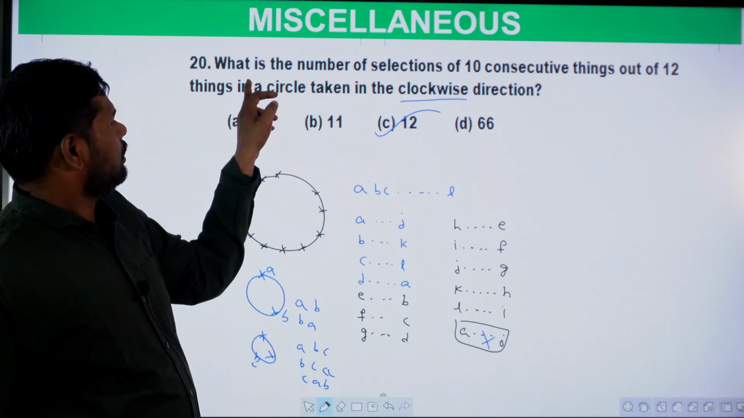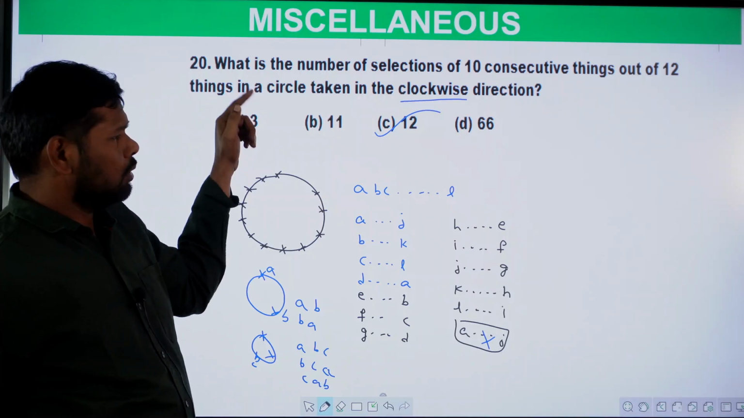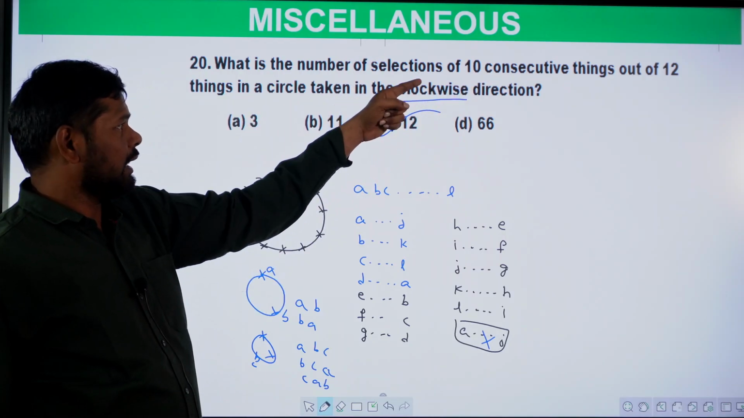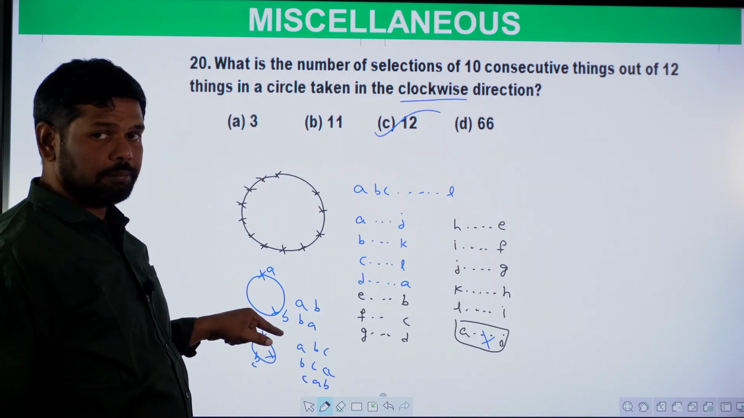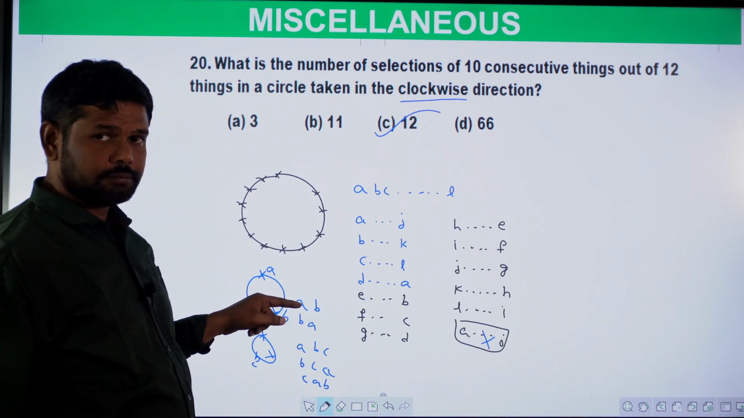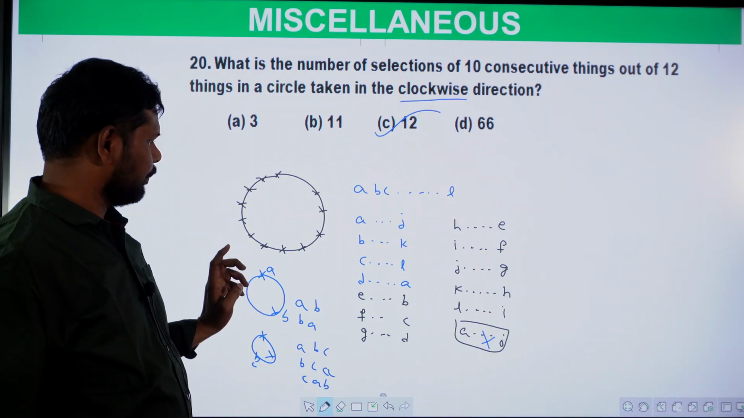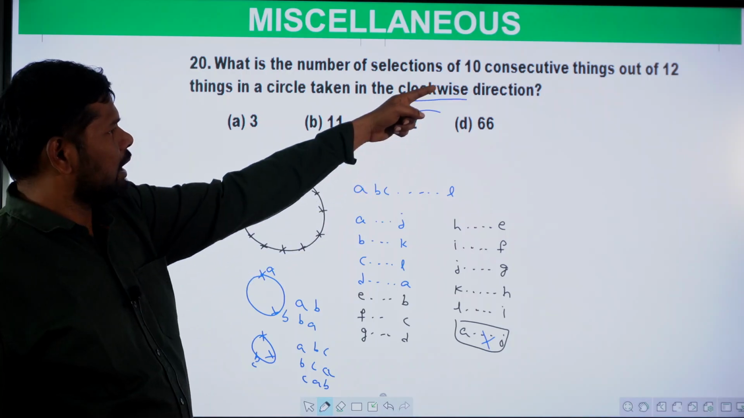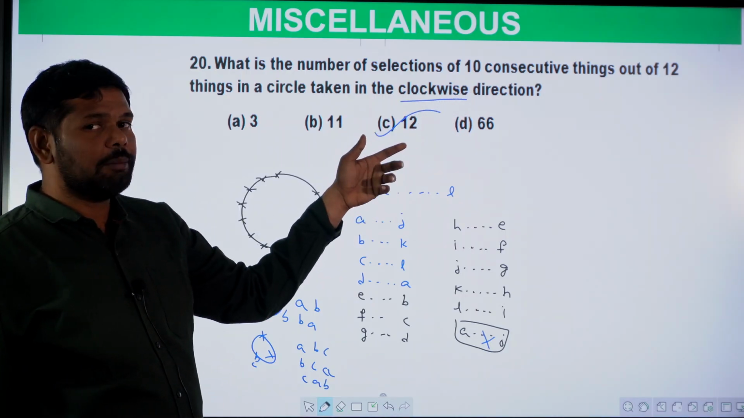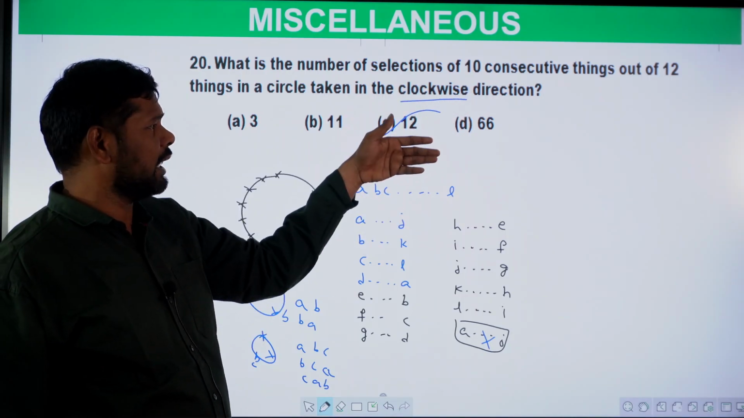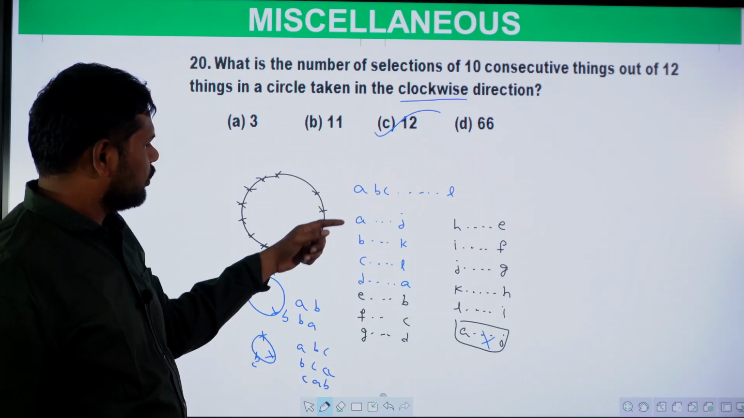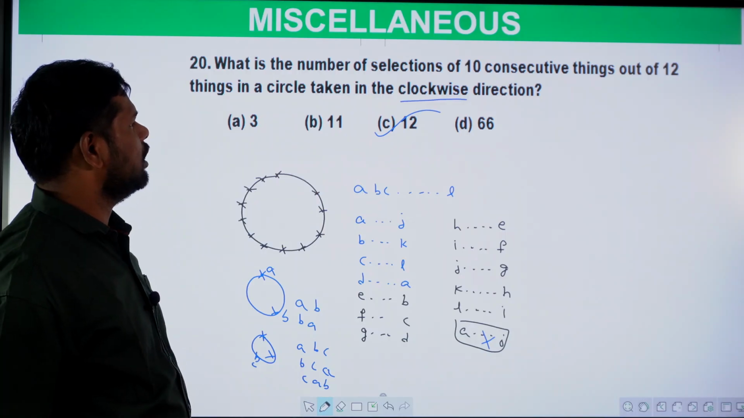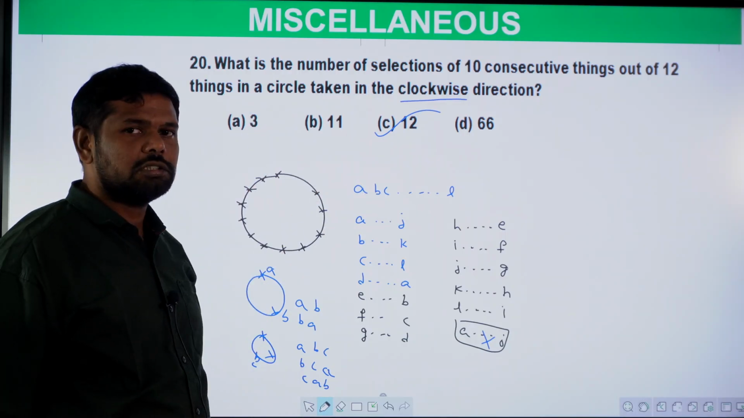So 12 things are there. That's why 12 selections are made, 10 at a time. Here I am taking all at a time: AB, BA. Like this, in the clockwise direction. So all at a time gives the same number, or according to this question 10 at a time. Suppose 9 at a time, that value is different. 4 at a time is different. So we always need to analyze like this and give the correct answer. So 12 ways are there. Remaining questions will continue in the next session.